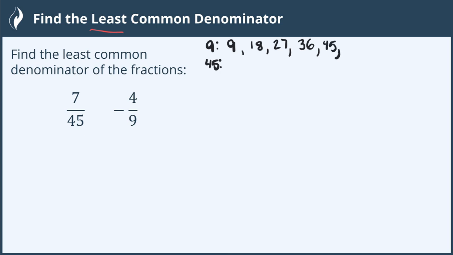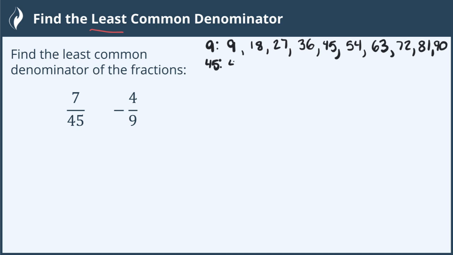9 times 6 is 54. 9 times 7 is 63. And so on and so forth. 9 times 8 is 72. 9 times 9 is 81. 9 times 10 is 90. And I just ran out of room. We could keep going, but I don't think we need to, because here we go with the next one.